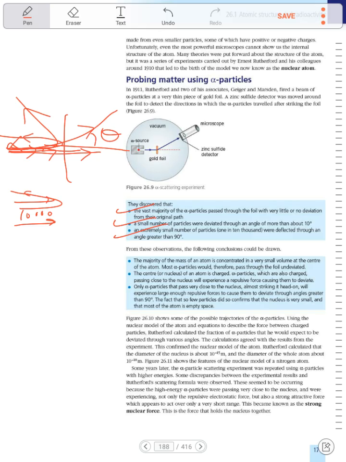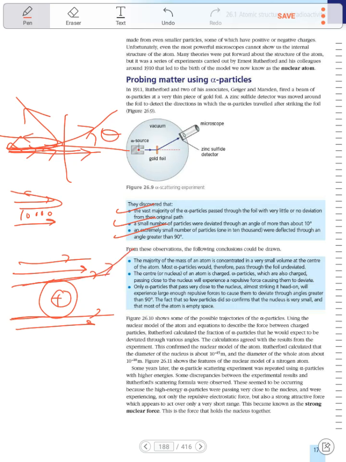The majority of the mass of the atom is concentrated in a very small volume, which is the center of the atom. Most alpha particles would therefore pass through the foil. This is the nucleus, so most alpha particles will pass. The center of the atom is positively charged, so the particles which are closer will deflect by an angle. If this is positive, the particle will deflect like this. The closer will deflect more, because positive and positive repel.